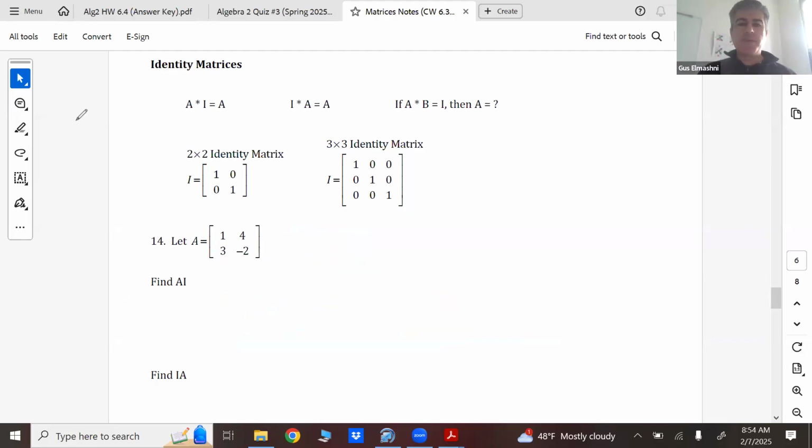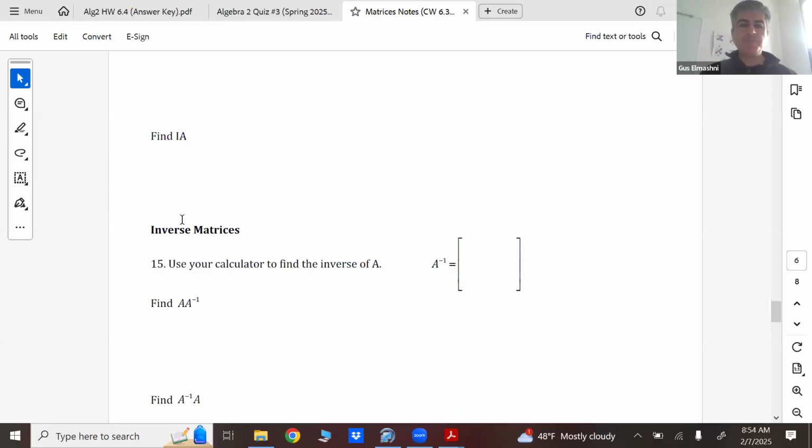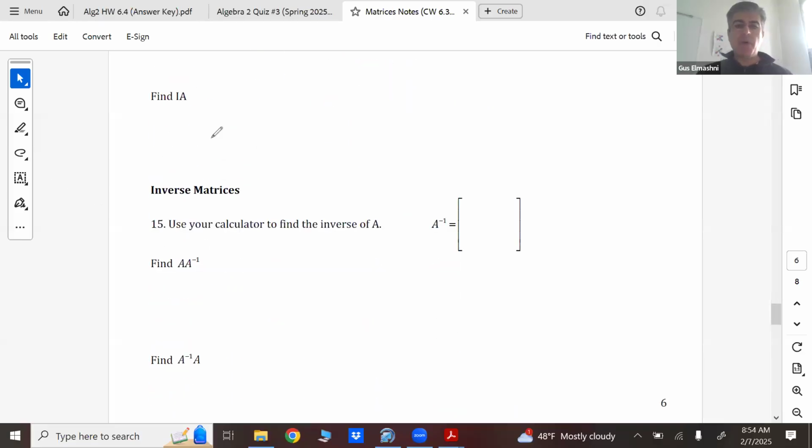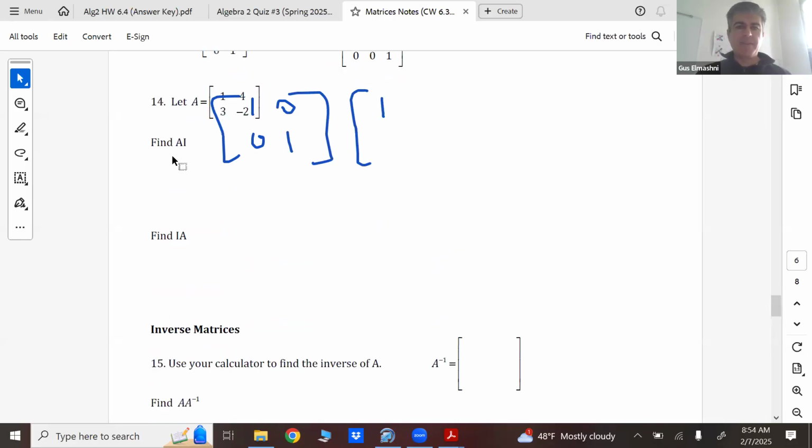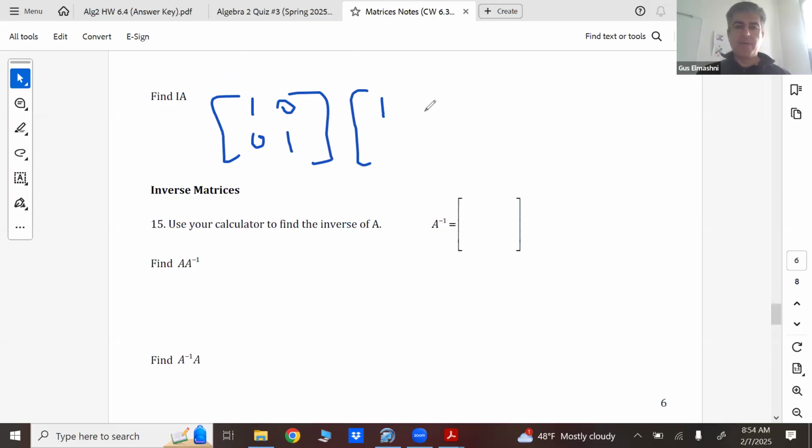So if we do it one more time, if I do IA, so I is this, and A was what again? It was 1, 4, 3, -2. So it's still the same thing, right? If I reverse it, it's actually still the same thing.